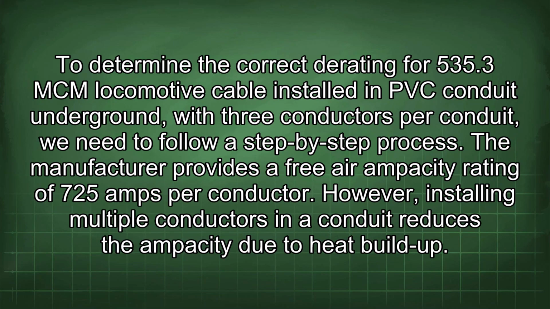To determine the correct derating for 535.3 MCM locomotive cable installed in PVC conduit underground with 3 conductors per conduit, we need to follow a step-by-step process. The manufacturer provides a free air ampacity rating of 725 amps per conductor. However, installing multiple conductors in a conduit reduces the ampacity due to heat buildup.